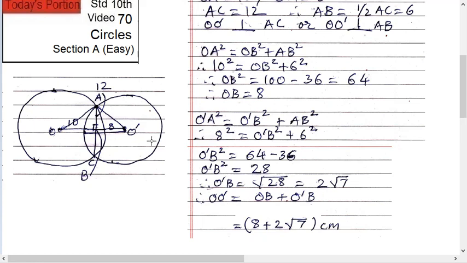Therefore OO dash is what then? Earlier 8 and this 2 root 7. So it is 8 plus 2 root 7 centimeters. If in the exam the value of root 7 is given, then you can solve this further.